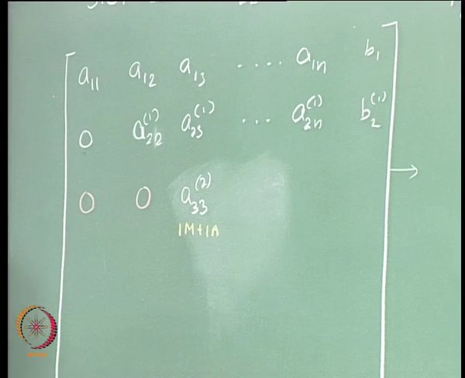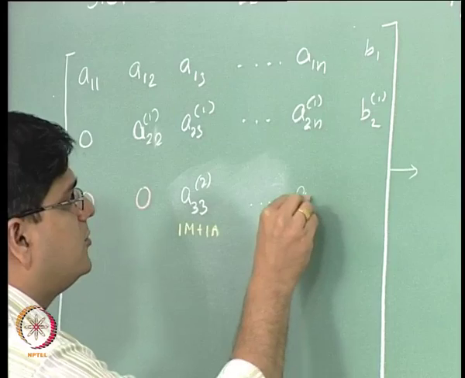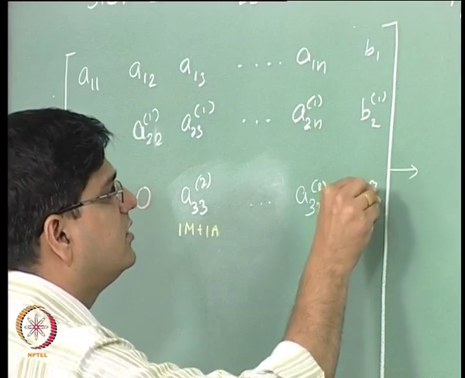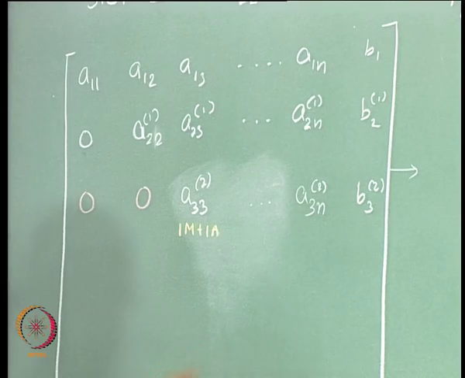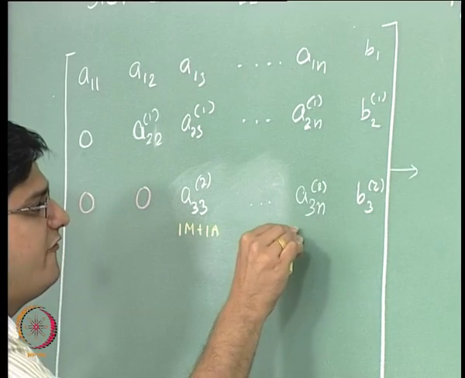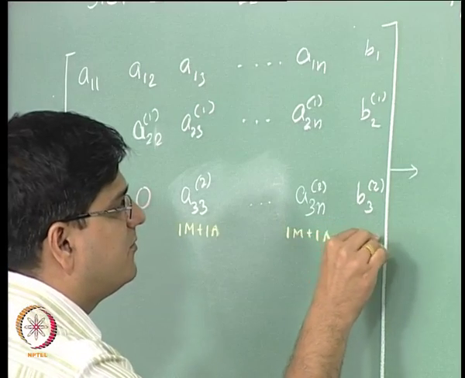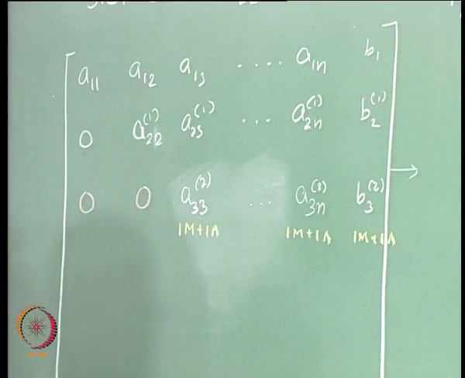Okay. And so on we will go on up to A3n2 and B32. Again for computing A3n2 we will have one multiplication plus one addition step, and one multiplication plus one addition step over here as well.